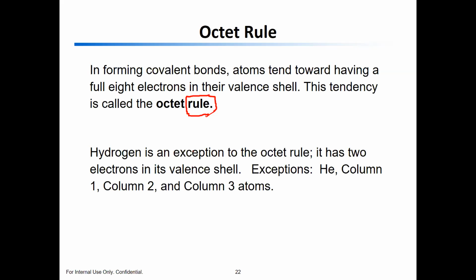Right. So rules are meant to be broken. So there's always exceptions to that rule. Helium can't have 8, it's too small. Things in column 1, column 2, column 3 don't have enough electrons, so they can't get to 8. They're the ones that give away electrons to the other element. Sometimes they can give away, but sometimes they can't reach it.